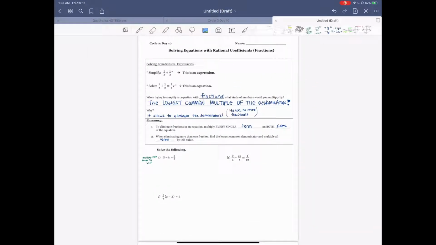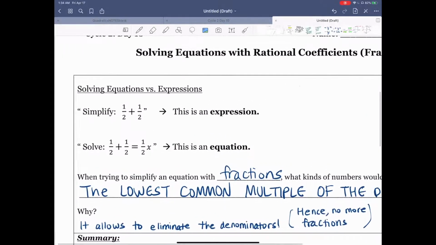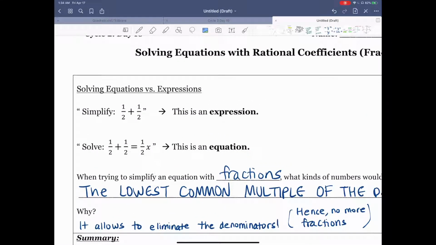Solving equations with rational coefficients, the fractions. So recall that when you have a half plus a half, this is called an expression, the reason being there is no equal sign. A half plus a half equals a half x. This is an equation, which means you could solve for the x by rearranging the equation.